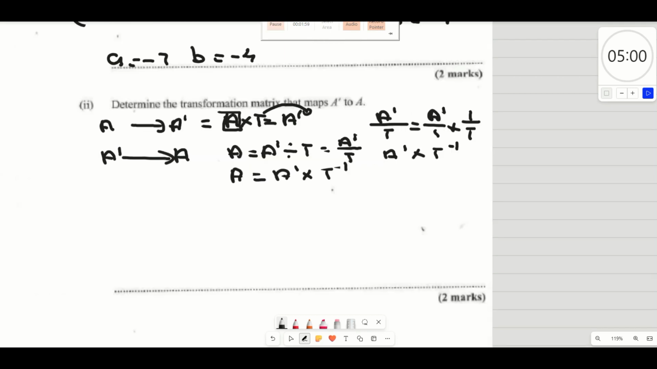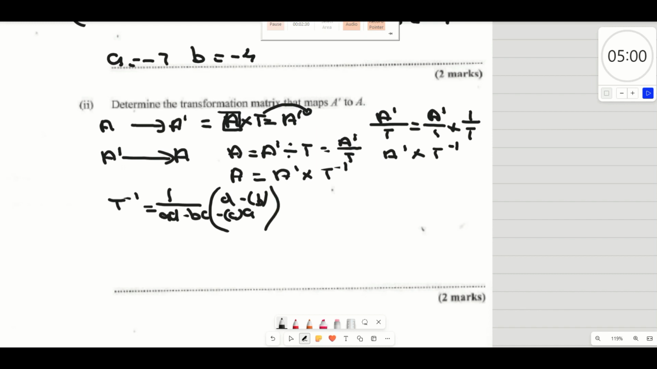Now we have to find T inverse. To find T inverse, it's simply a formula that you have to remember. Please remember, it's 1 over AD minus BC multiplied by D, minus B, minus C, A. Hold on, let me just make this a little bit bigger. Minus C.